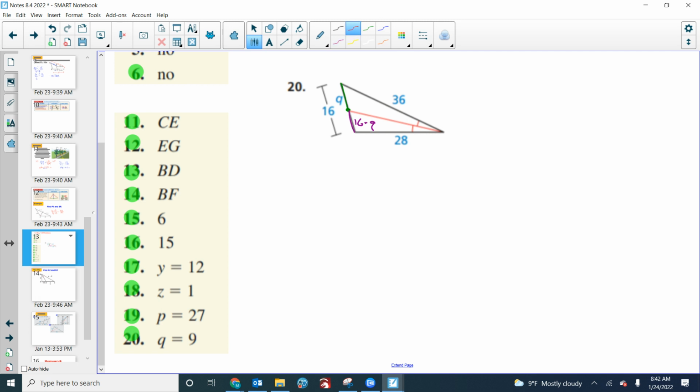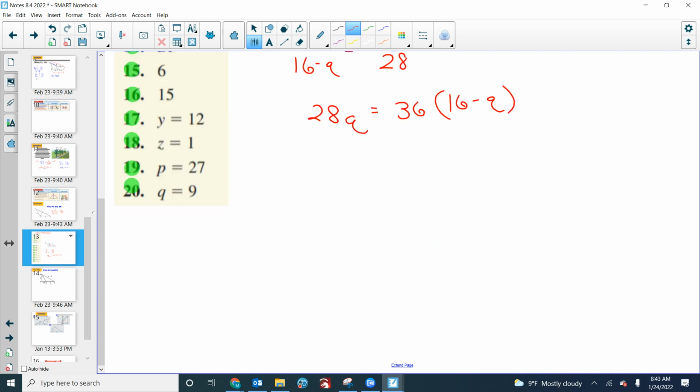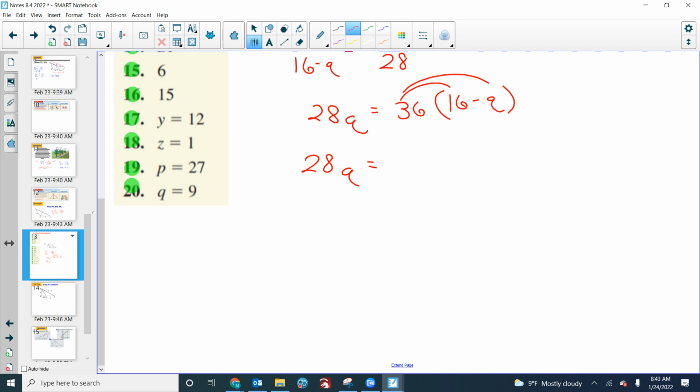So then, Paige, go ahead and give me your setup. Q over 16 minus Q, and then 36 over 28. Good. Cross multiply. Don't you love when they use Q's? 28Q equals, be careful, 36 times 16 minus Q. 28Q equals 16 times 36. I'm not too early in the morning to do that in my head. 576. 576, thank you. Minus 36Q.